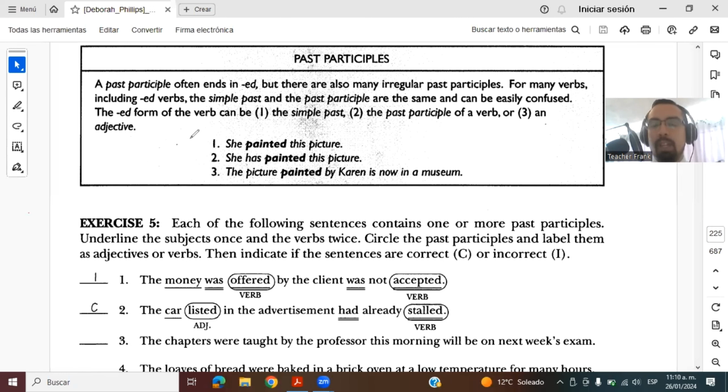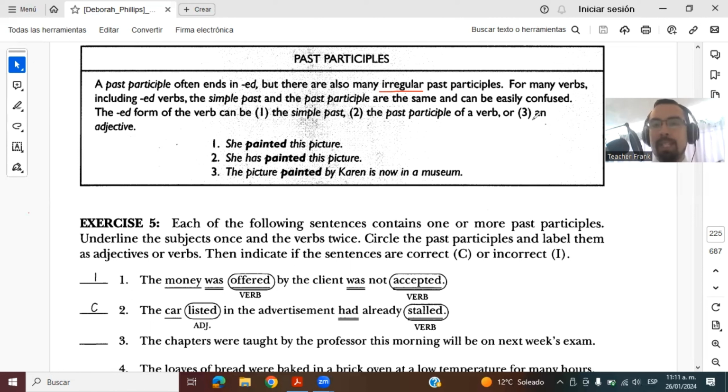We have two things we already know. A past participle often ends in -ed, but there are also many irregular past participles, right? For many verbs, including -ed verbs, the simple past and the past participle are the same and can be easily confused, right? So we know this: the -ed form of the verb can be simple past, the past participle of a verb, or an adjective.